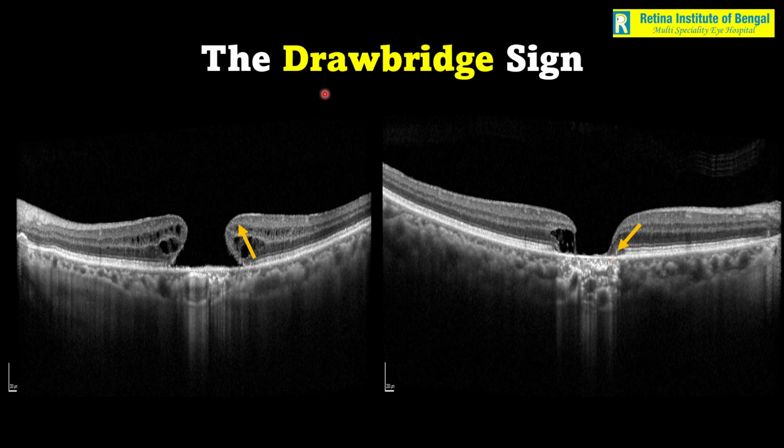So presence of persistent vitreofoveal traction, cystic changes in the edges, presence of fluid at the edges, or a drawbridge configuration of the edge are all positive prognostic factors which increase the chances of the hole closing and vision recovery. So with that, we have come to almost the end of today's discussion.